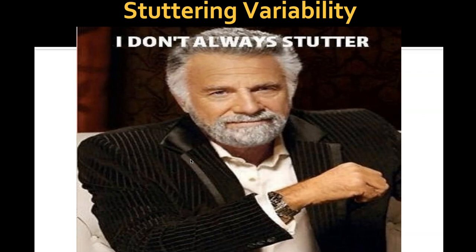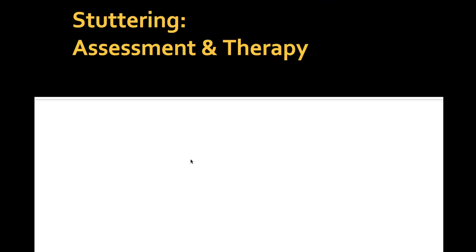So one of the key truths about stuttering is it's highly variable. Even the same person can have a lot of stuttering one day, little stuttering the next day, a lot of stuttering in the morning, little stuttering in the afternoon. So one of the key parts of stuttering is that it is really variable.